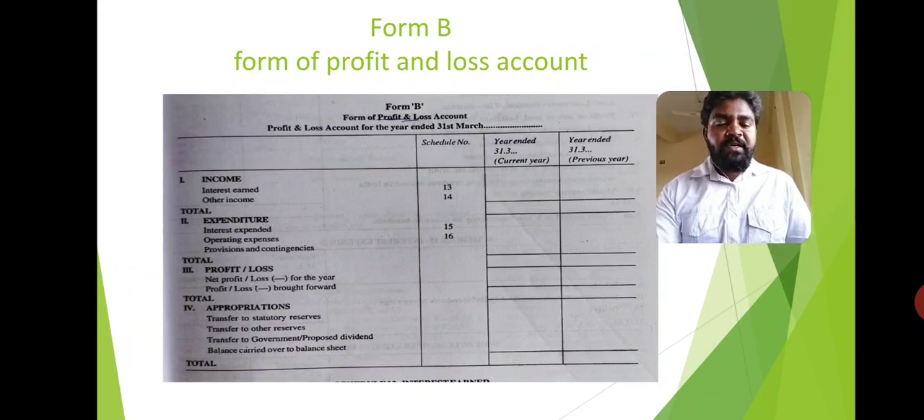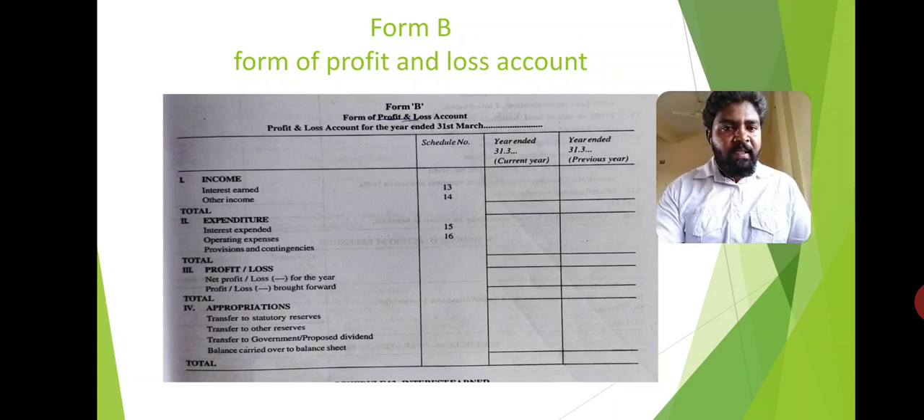And next, transfer to other reserves. This information we may get in the adjustments or the problem, and it is compulsory to follow. And transfer to government or proposed dividend, that is, declaring dividends to the shareholders, is to be considered under the head of appropriations. After transferring to the statutory reserves, other reserves and proposed dividend, we will get a balance amount. That balance is shown here as balance carried over to the balance sheet, and after that the total.